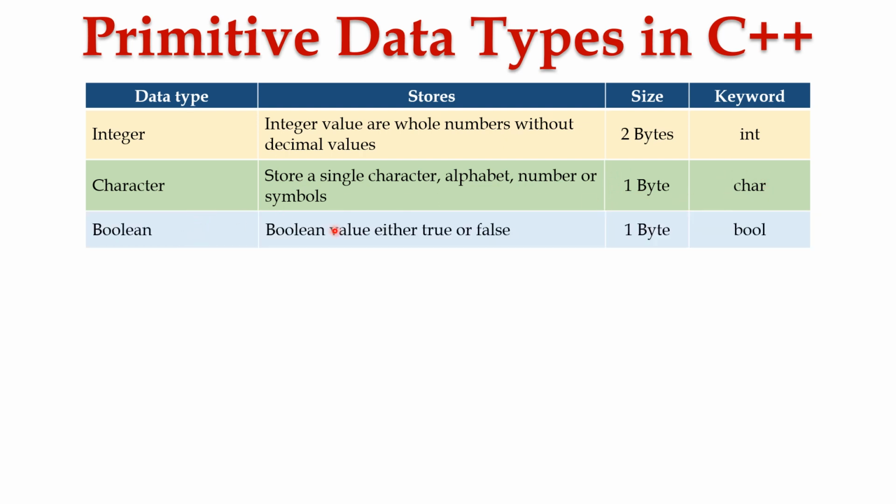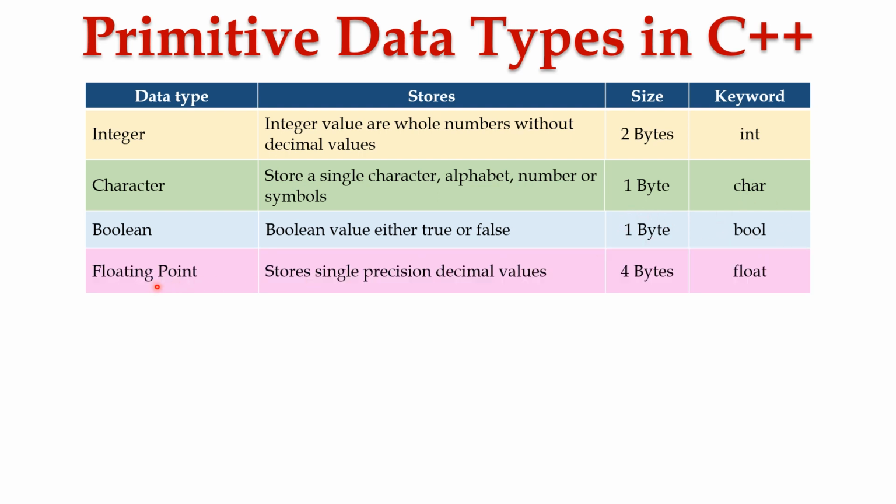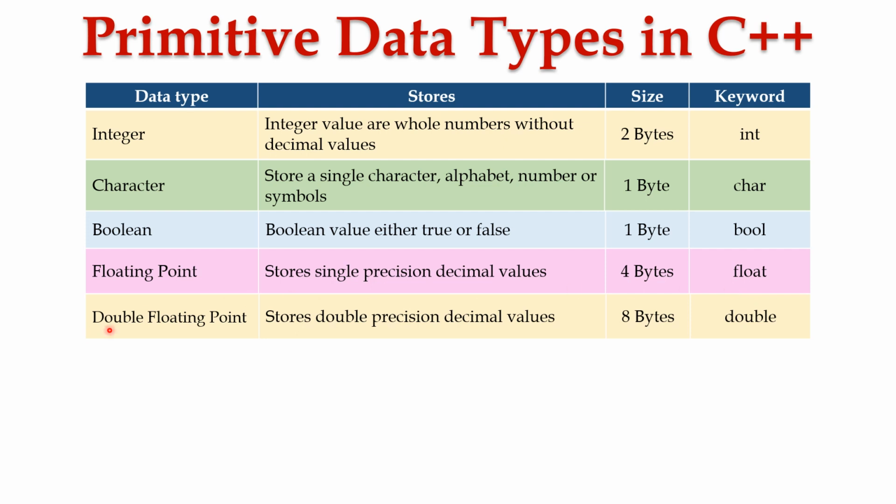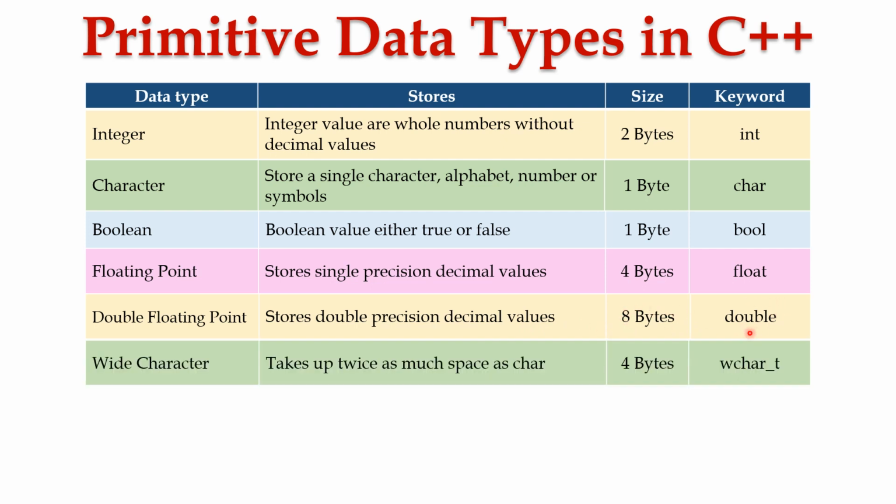Boolean data type stores the value either true or false, which is represented by 1 or 0. Size utilized is 1 byte and the keyword used is bool. Floating point. It stores single precision decimal values. Size utilized is 4 bytes and the keyword used is float. Double floating point. It stores double precision decimal values. Size utilized is 8 bytes and the keyword used is double.